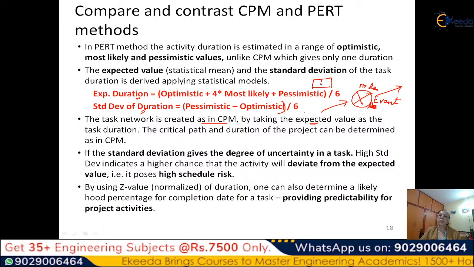You can determine what we saw in the previous slide. So the critical path duration of the project can be determined as in the CPM. So you can draw that path.